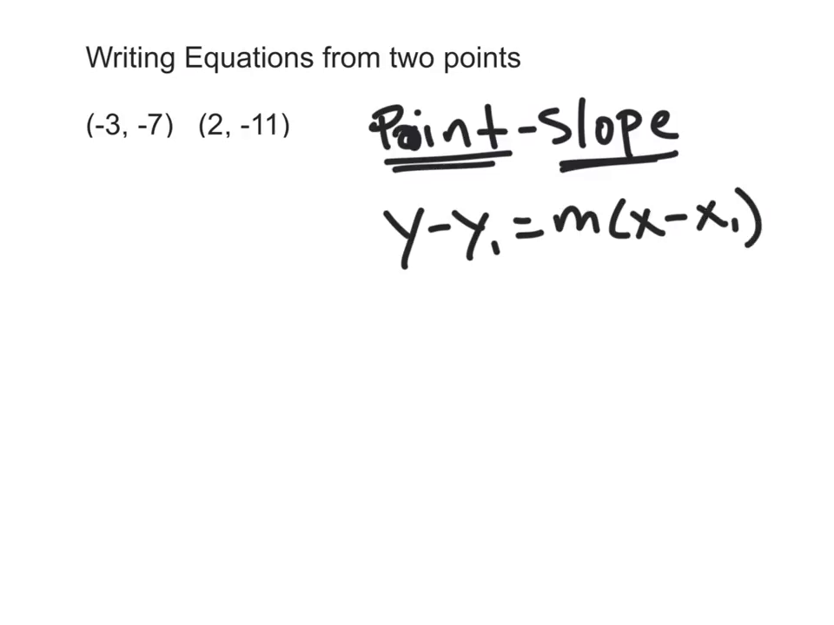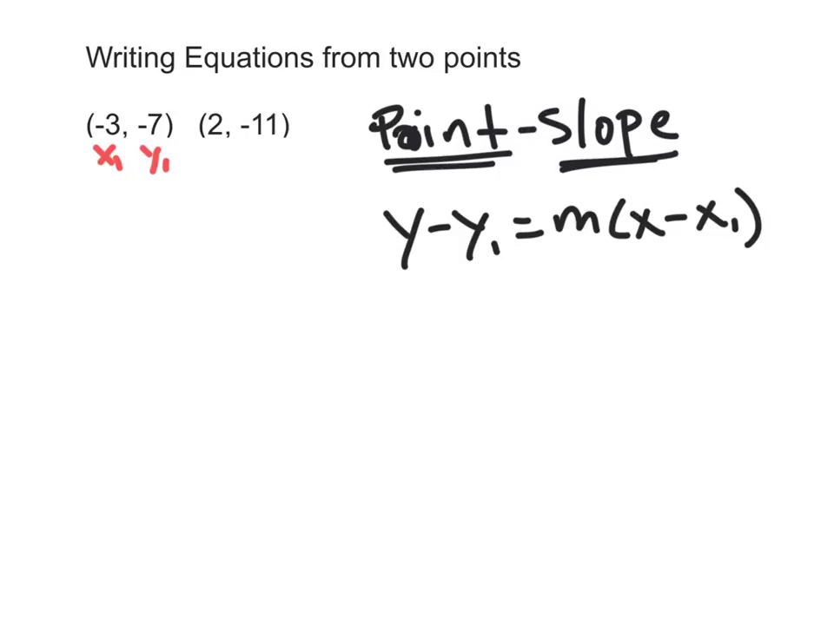So remember that point slope form is y minus y1 equals m times x minus x1. So we can fill in the point right away, and we can use either point. We can use this one, -3, -7, or we can use 2, -11. But pick one or the other. You can't mix up the x and y values. So I'm going to use this point right here. And remember that this is my x value, and this is my y value. So my x1 and my y1. So I'm going to put those into my point-slope equation over here.